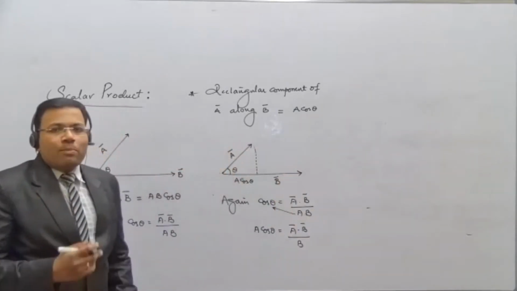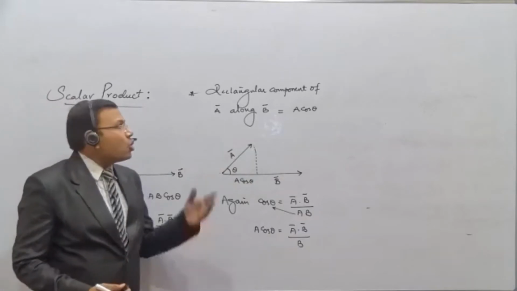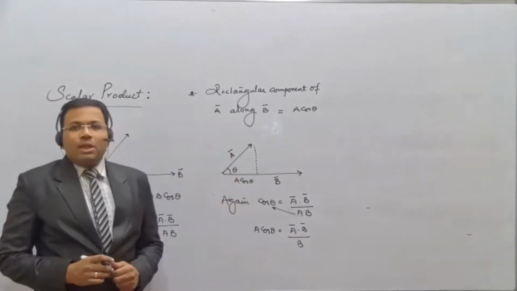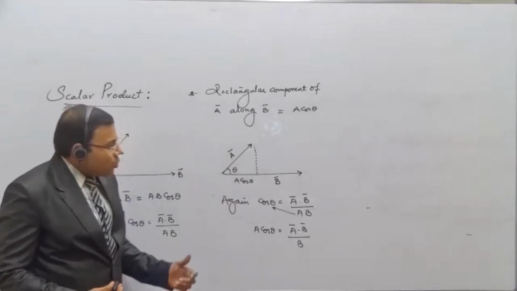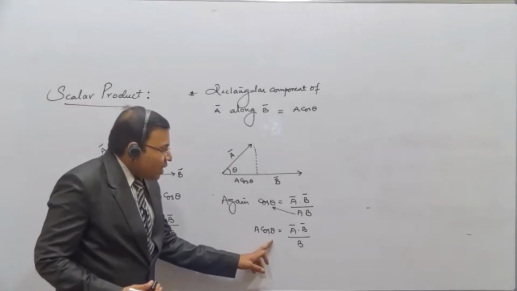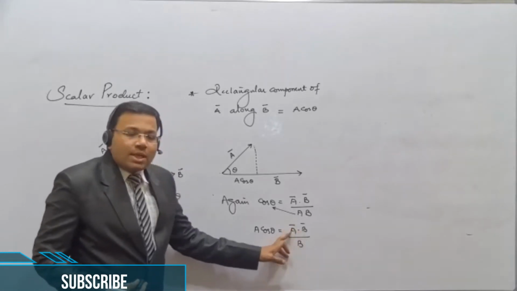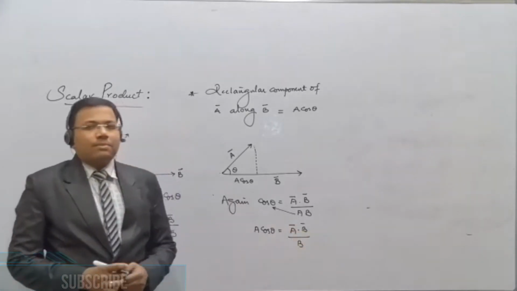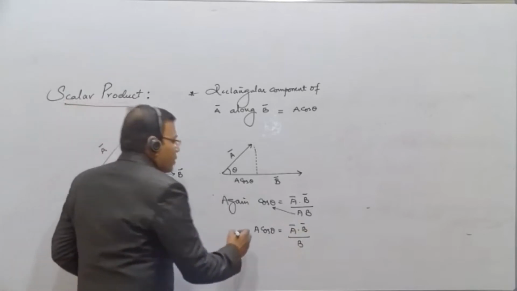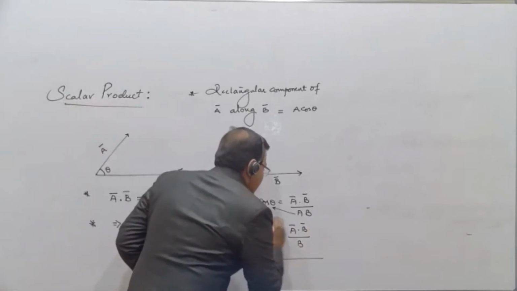So we have two formulae, students, to calculate the component of A along B. Either A cos theta, or the other formula we got for A cos theta, that is A bar dot B bar by B. So we can have these two formulae. This is also the rectangular component of A along B.